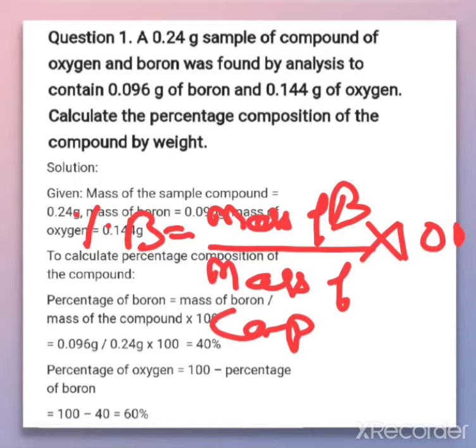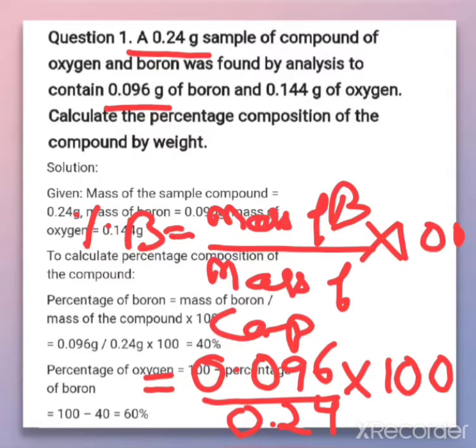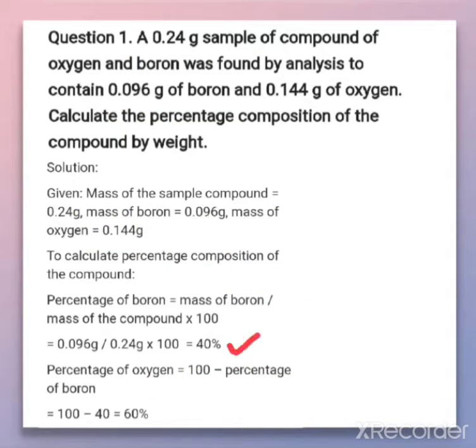What is the mass of boron which is given to us? The mass of boron given here is 0.096 gram. So mass of boron, 0.096 gram, divided by the mass of compound that is given, 0.24 gram, and because we are finding the percentage, we multiply by 100. So 0.096 gram divided by 0.24 gram into 100 gives the answer 40%. So we get the answer here, 40%.